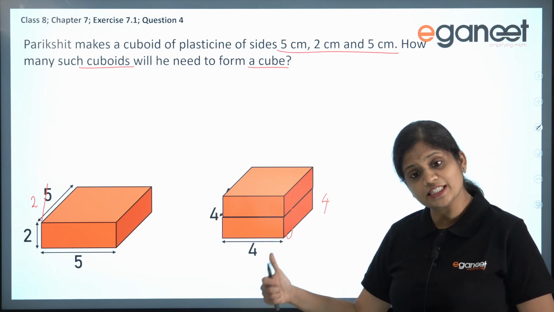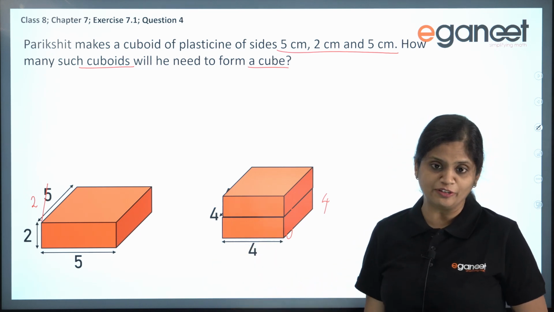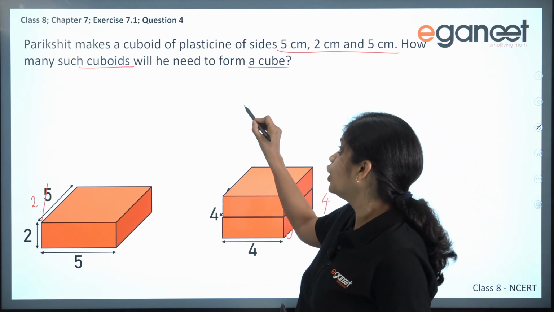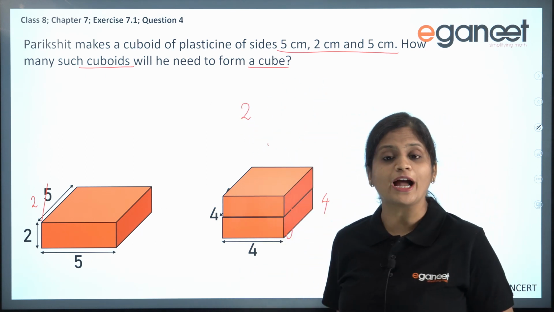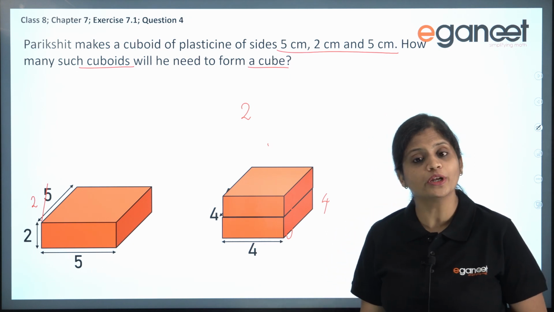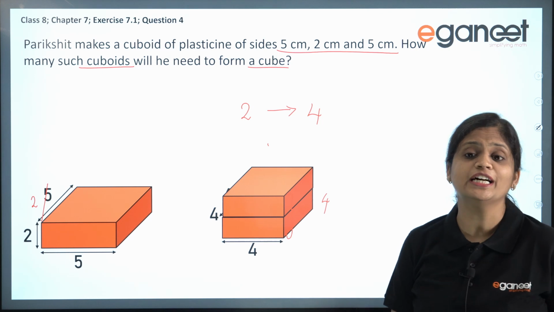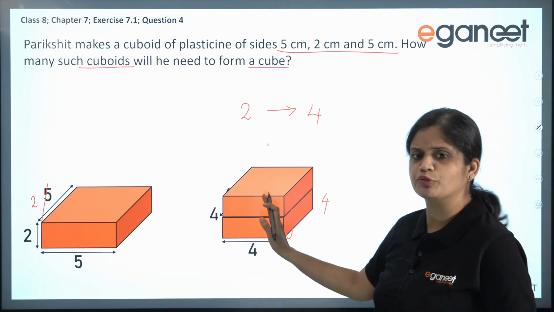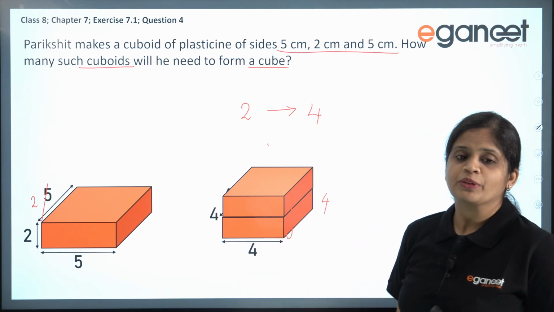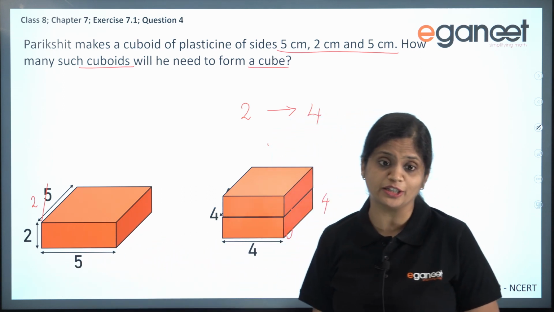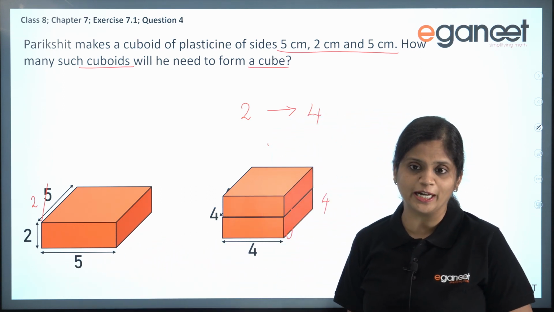Now, here instead of 4, I have a 5. So, from this discussion, we find out that since 2 is a factor of 4 or 4 is a multiple of 2, I could easily find the number of cuboids. Here, the number of cuboids is simply 2. But here 5 is not a multiple of 2 or 2 is not a factor of 5. So, what should be done?